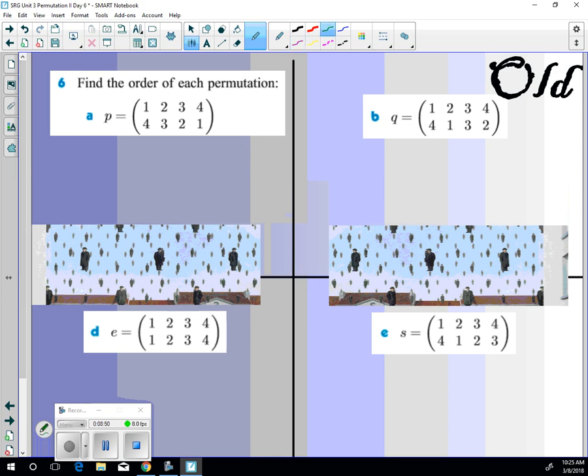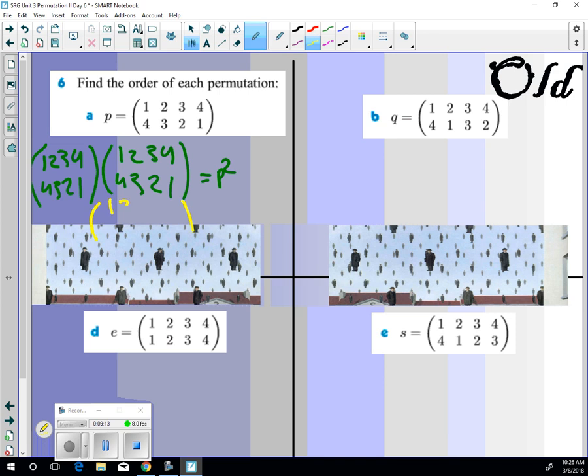So if you do this one first, 1, 2, 3, 4, 4, 3, 2, 1. Order means you do what? You operate it against what? This would be P. We're looking at P squared, right? So if we go 1, 2, 3, 4, 4, 3, 2, 1, we'll see what P squared is. Which will be 1, 2, 3, 4, 1, 4, 4, 1, 2, 3, 3, 2, 3, 2, 2, 3, 4, 1, 1, 4. What does this mean when you get E?